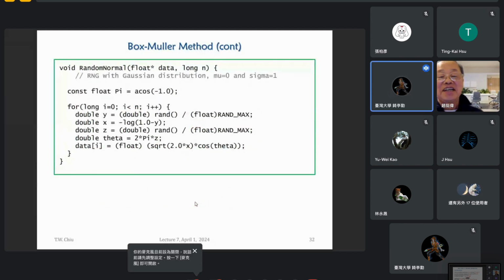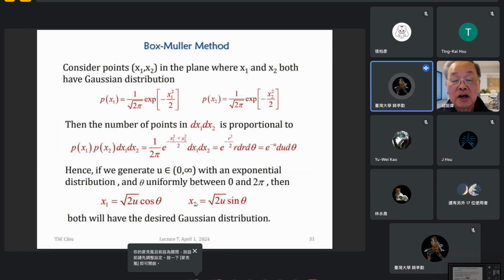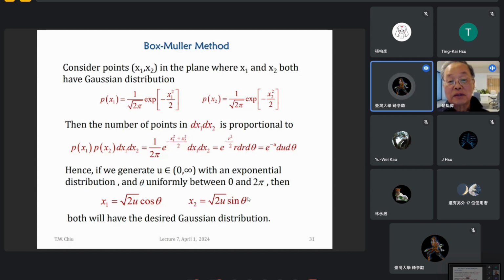Why are x1 and x2 independent? If we see the formula, x1 and x2 relate to each other by the cosine and sine. So if we have the same u and the same theta, then the square of x1 and the square of x2 will sum up to 1, right? Then why are they independent?